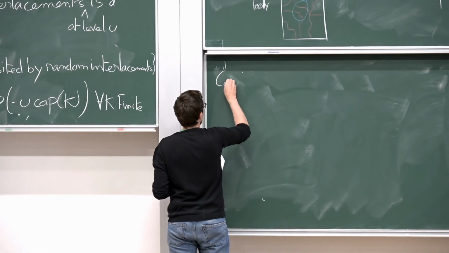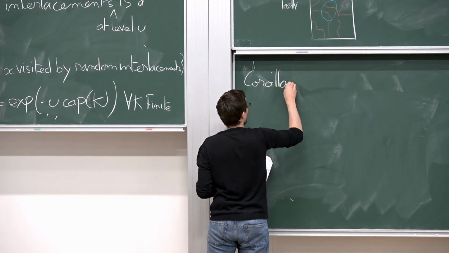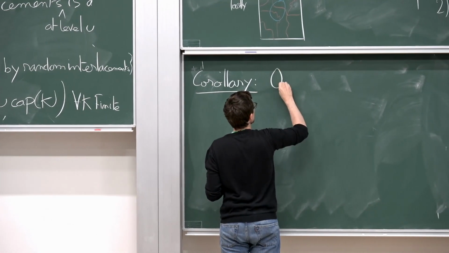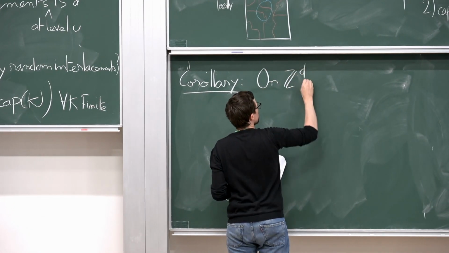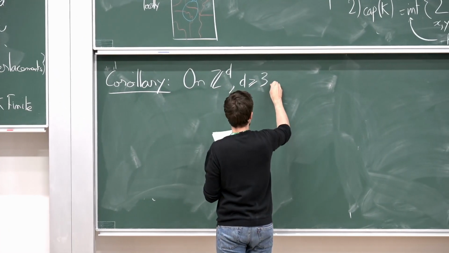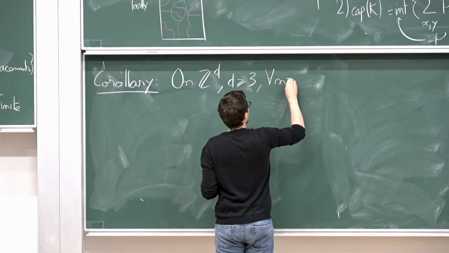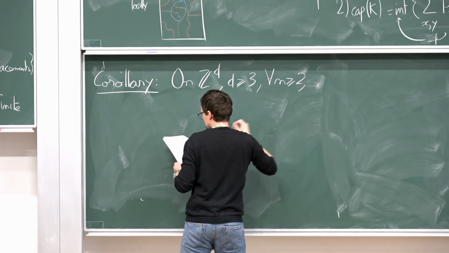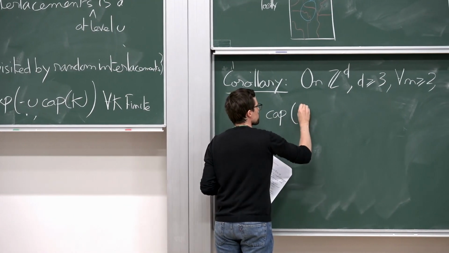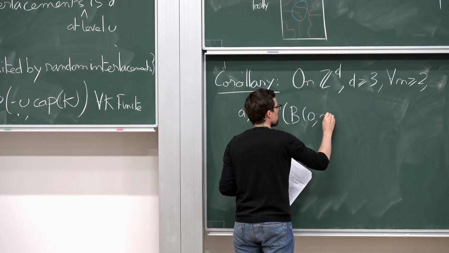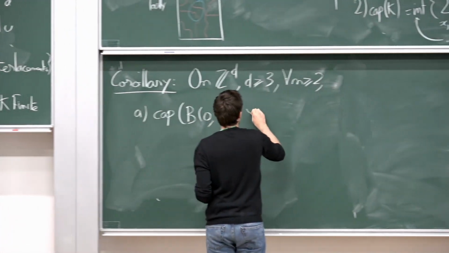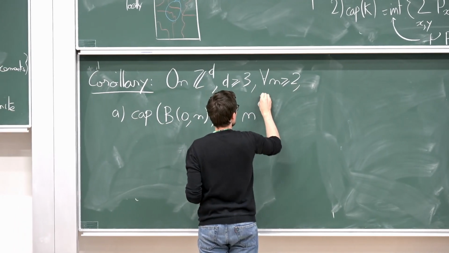So, corollary. Let's try to take the capacity of some simple sets in Z^d. For instance, if I want to know the capacity of a ball, you can take whatever, let's say Euclidean distance, it doesn't matter. This should be of order n to the d minus 2.